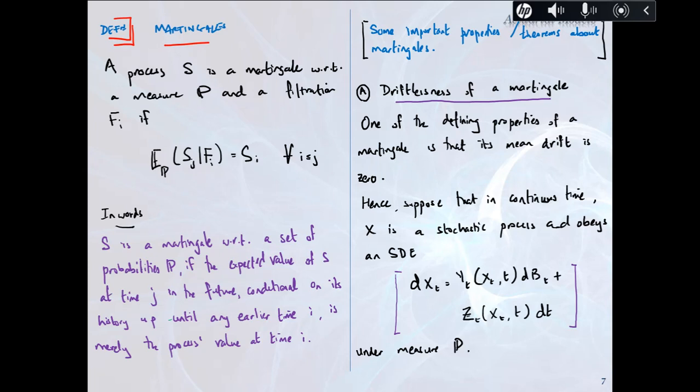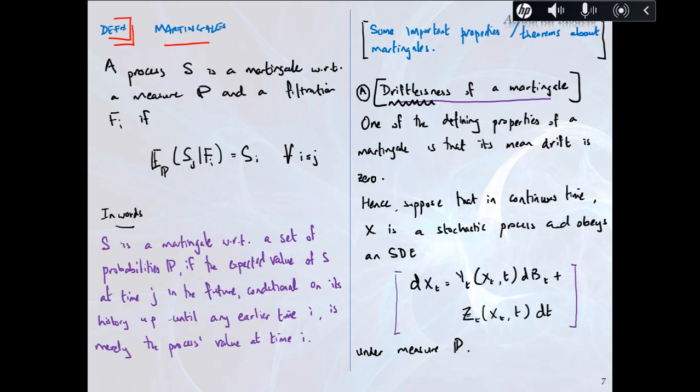Now, this explanation leads to this important property of the martingale, the driftlessness of a martingale. This is what we just illustrated, that we don't have any drift for a process which is obeying the martingale property.